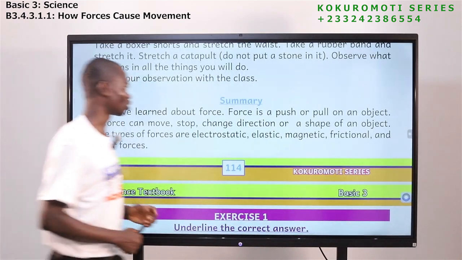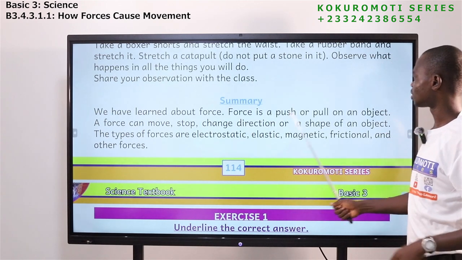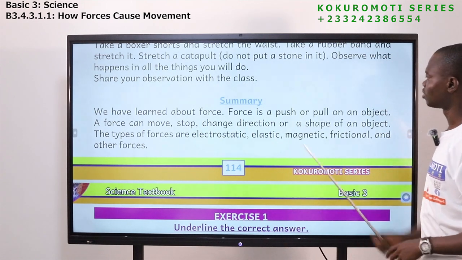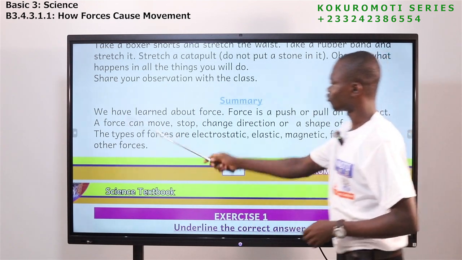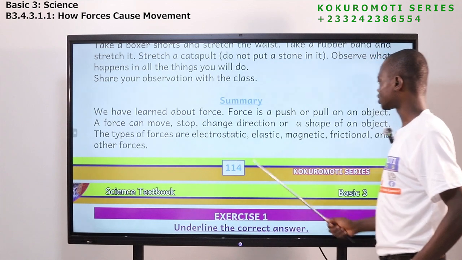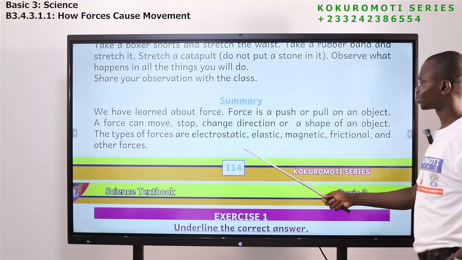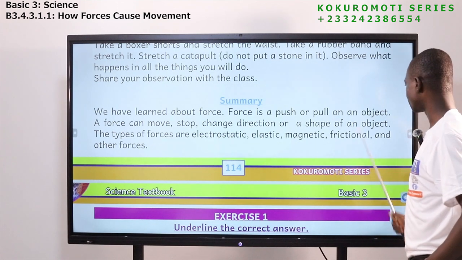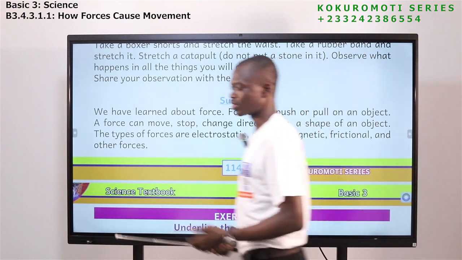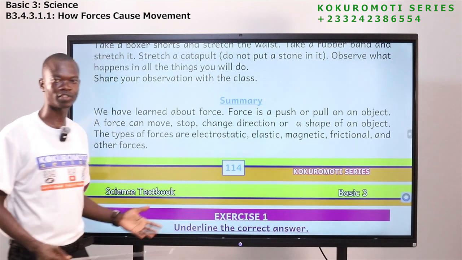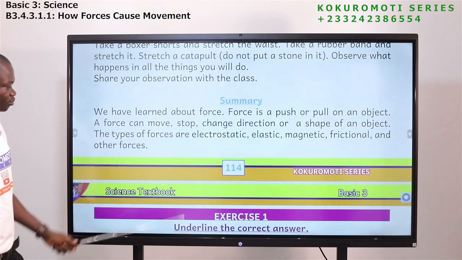Now, this is an activity as I read for you. We are bringing our lesson to a close. So what have we learned today? We have learned about forces. And we are saying that force is a push or pull on an object. A force can move, stop, change direction, or change the shape of an object. The types of forces are electrostatic, elastic, magnetic, frictional, and what? Other forces. So there are more types of forces. But today we have looked at 4 of them and how they occur or how they happen.